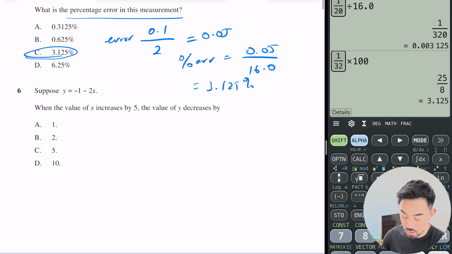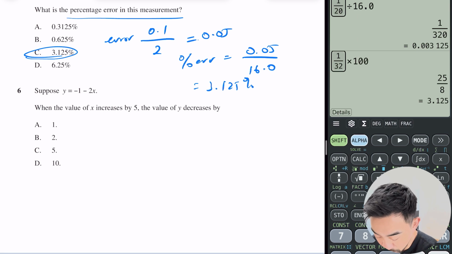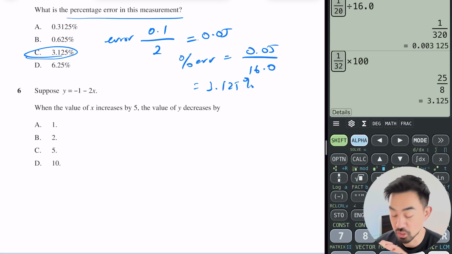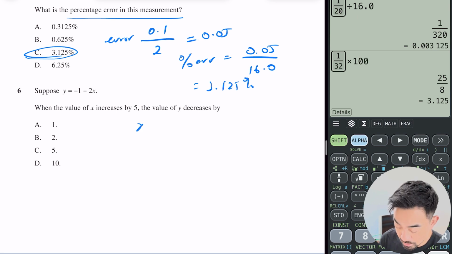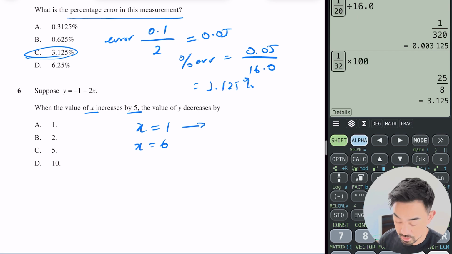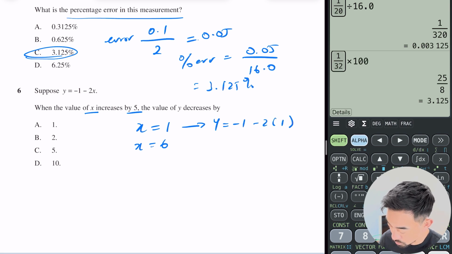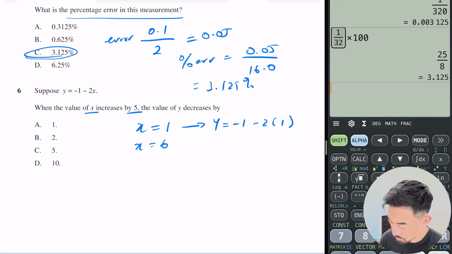Question 6. Suppose that y is equal to minus 1 minus 2x. When the value of x increases by 5, the value of y decreases by. All right, so for these questions, it's just easier to test a number. So let's let x equal 1. And as the value of x increases by 5, so x equals 6. So you'll have y is equal to minus 1 minus 2 times 1. That's equal to negative 3.